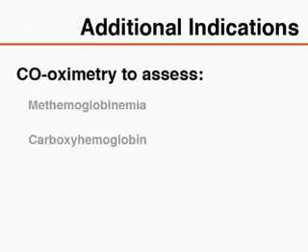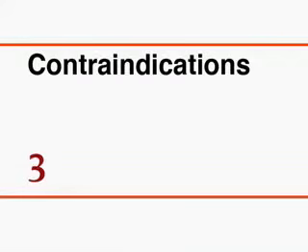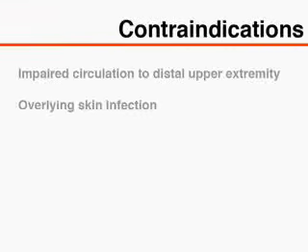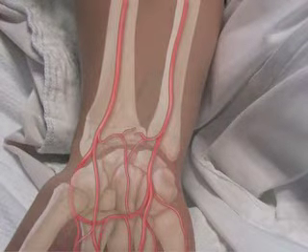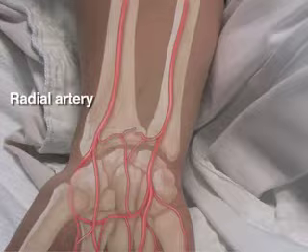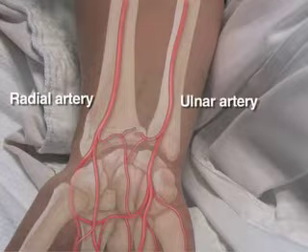Another indication for arterial blood gas analysis is co-oximetry in order to assess for methemoglobinemia and carboxyhemoglobin. Radial arterial puncture is contraindicated in the presence of a known deficiency of collateral circulation to the distal upper extremity. Some physicians advocate for the use of the modified Allen test to assess the adequacy of collateral circulation of the radial artery by the ulnar artery.